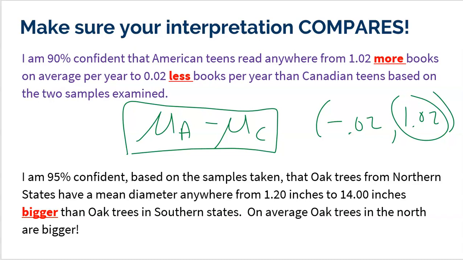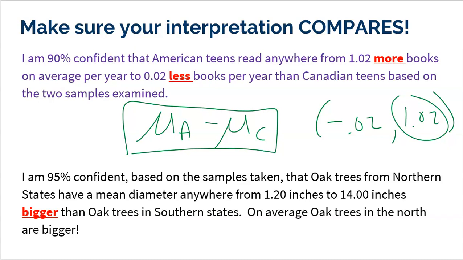So it's very important that you understand that you need to compare, right? Use words like more or less. Don't just say the difference is in between here. That's just informing. You need to make sure that you're comparing to give a really nice answer about these two different population means that you're looking at.